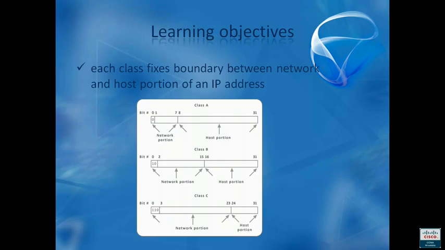Each class defines a boundary between the network portion and the host portion of an IP address. According to that, Class A addresses use the first 8 bits for network and the remaining 24 bits for the host portion. Class B will use the first 16 bits or 2 octets for network and the remaining 2 octets for the host portion, and Class C uses the first 3 octets for network and 1 octet for the host portion.